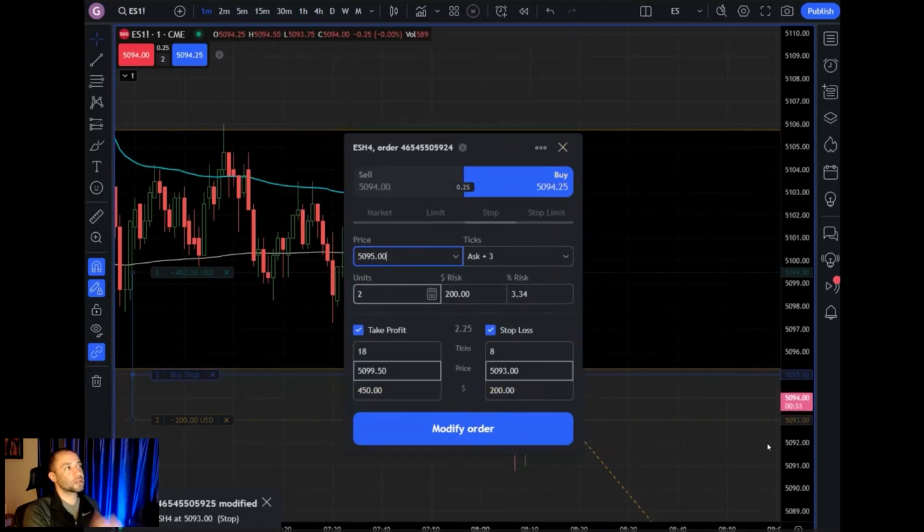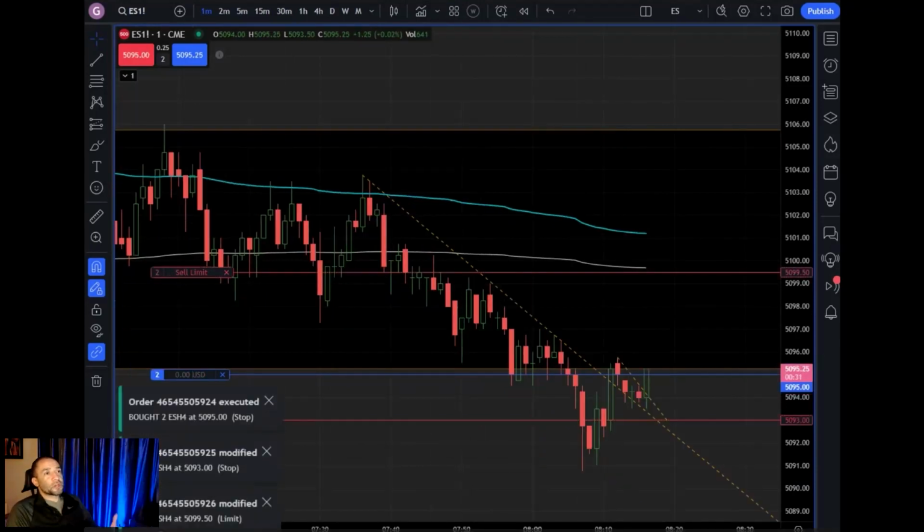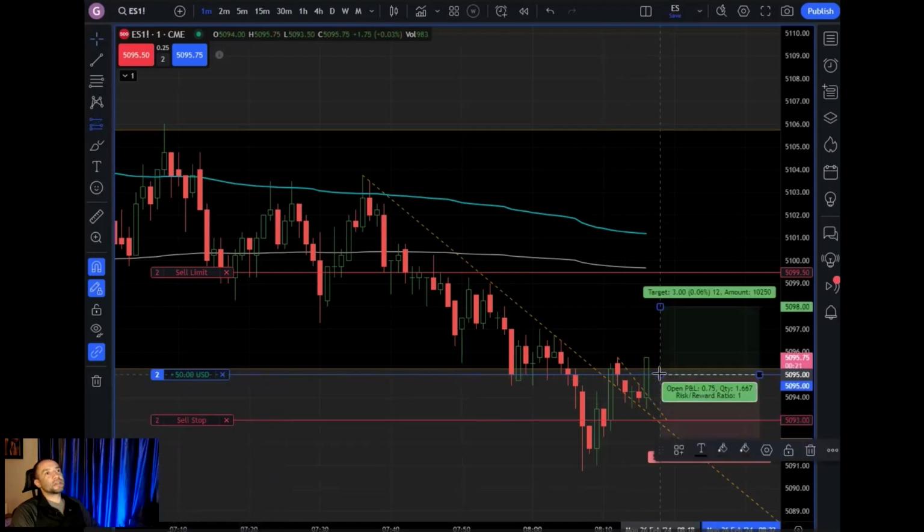Okay, I'm screenshotting this so I can share it with the members of my Discord group so they can follow the trade. Trade's getting close. Trade opens. So I'm long 2 contracts at 50.95. I've got a stop loss at 50.93. And my target is at 50.99.